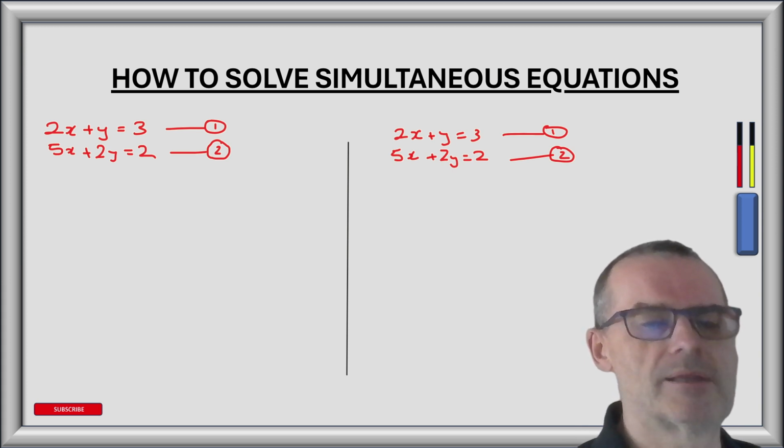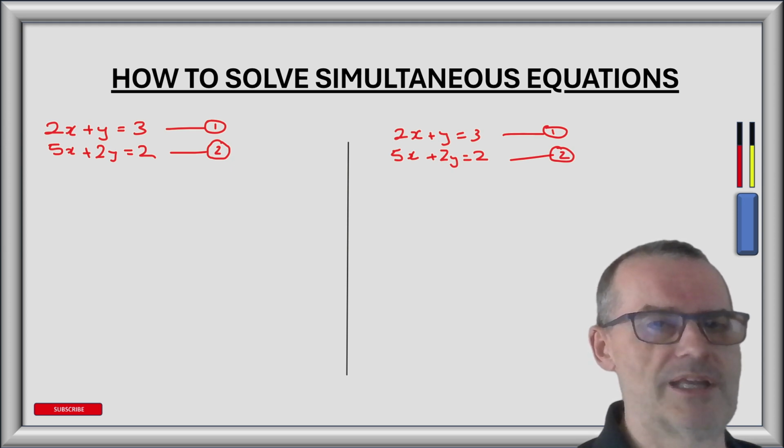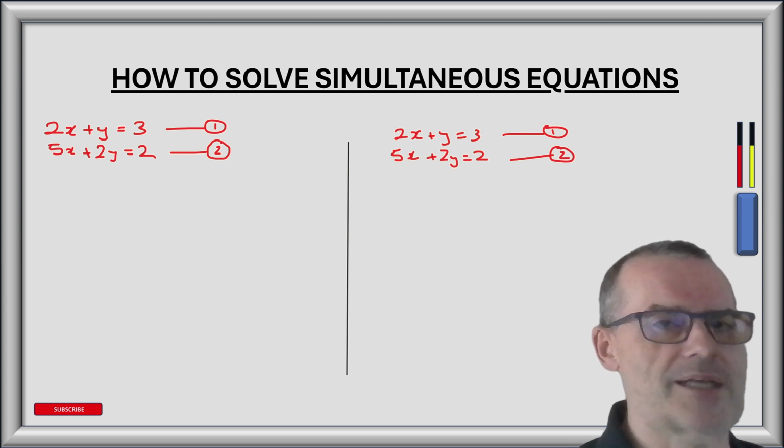So let's begin. Let's first look at the substitution method. On the left-hand side of the board, we have a set of linear equations. So two equations, two variables, x and y. We're going to use the substitution method to solve these equations for x and y.